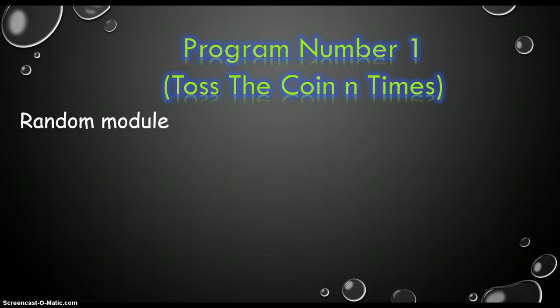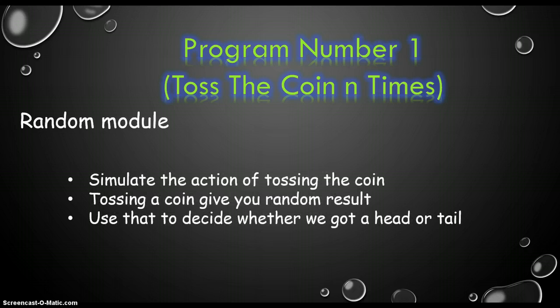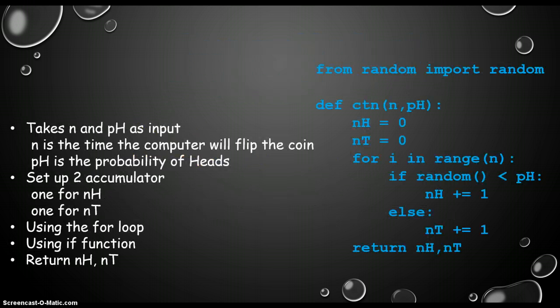We're going to need the random module because what the random module does is give us a random number, and we're going to use that to simulate the action of tossing the coin. Since tossing the coin gives you a random result, we're going to use this random module to decide whether we're going to get a head or a tail. And here is the site tag for the random function.